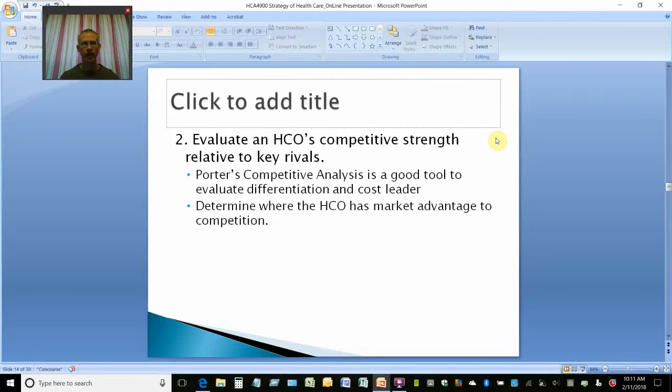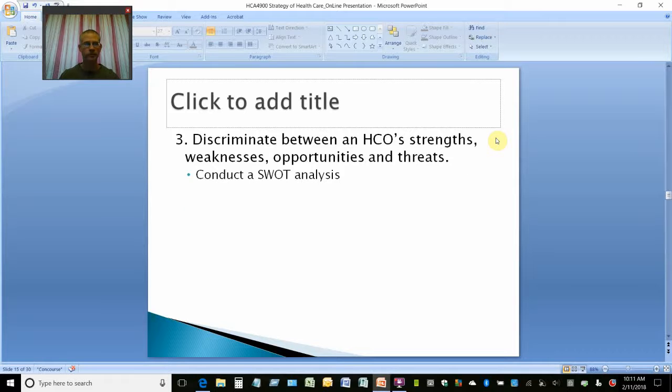Evaluate HCO's competitive strength relative to key rivals. Porter's competitive analysis did a great job with that, being able to look at differentiation and cost leadership, where others are in the market, and where strategy should be focused to making sure that your HCO stays competitive. Discriminate between an HCO's strengths, weaknesses, opportunities, and threats. Pretty straightforward. Conduct a SWOT analysis.